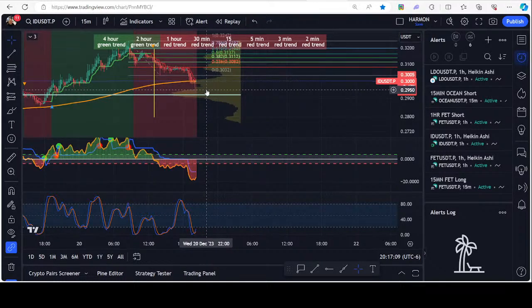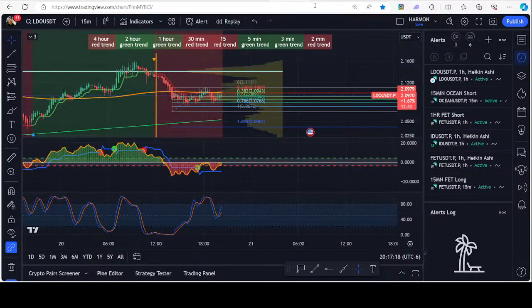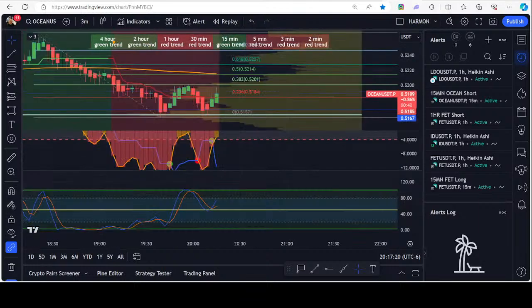What are we trading, Joyce? So Joyce, right now we are trading Ocean, and we're working on LDO and ID right now. So we have no alerts right now. So we're just waiting for the action to come to us. I've been noticing it's been a very slow roll of things.